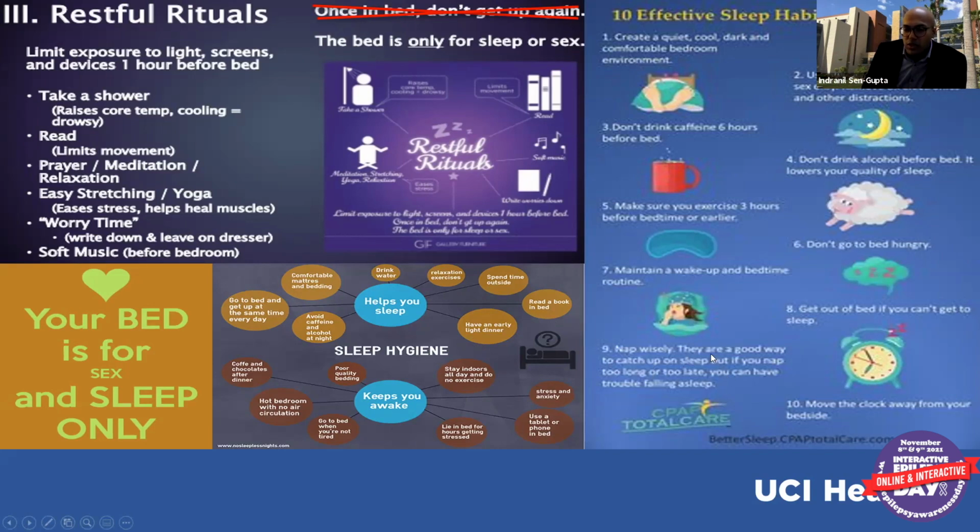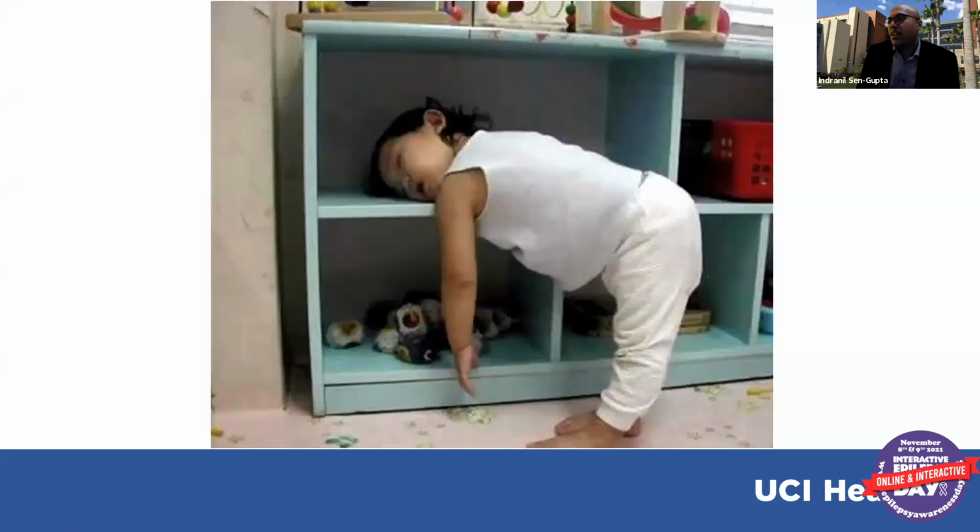Napping wisely is also good because you want to catch up on sleep, but you don't want to sleep too long or too late during the day, because then you're going to just offset your pattern and get back into the same cycle. Okay. And so this is the correct answer, which is get out of bed if you can't get to sleep, not what I've crossed out up there in that other diagram. Okay. So now insomnia is done.